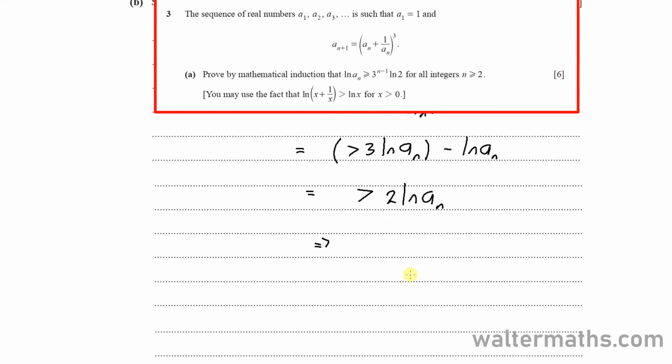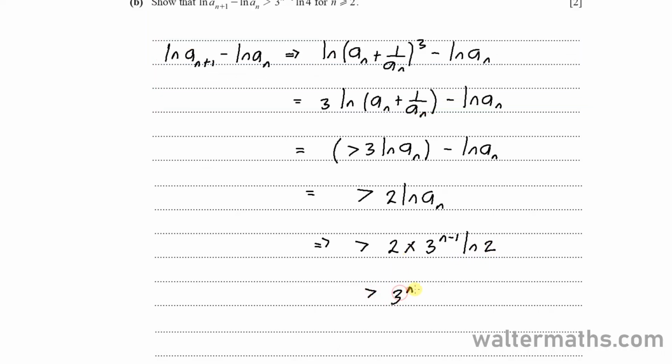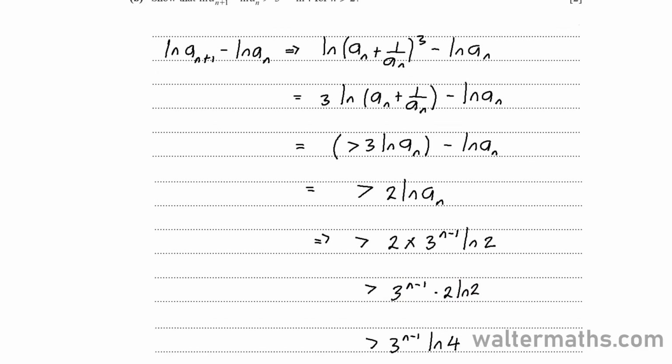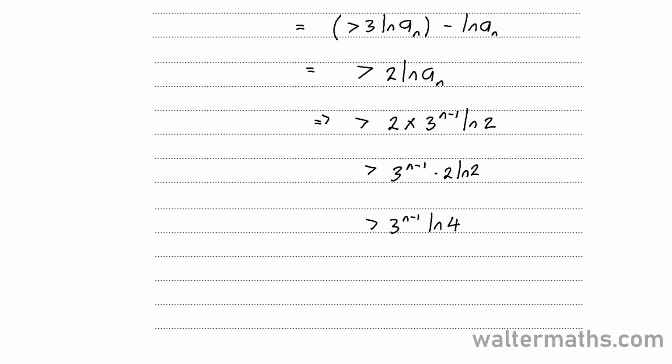Now with this, we can use this relationship to say that it's also greater than 2 times, and for ln a sub n, that's 3 to the power of n minus 1 ln 2. So that will come out being greater than 3 to the power of n minus 1 of 2 ln 2, which is 3 to the power of n minus 1 of ln of 2 squared, which is ln 4. And that's what they want us to prove. And that's it for this question here.